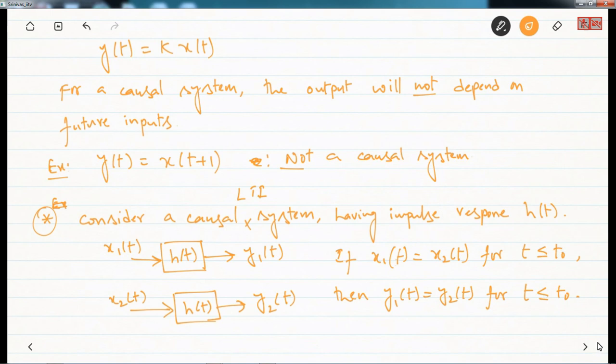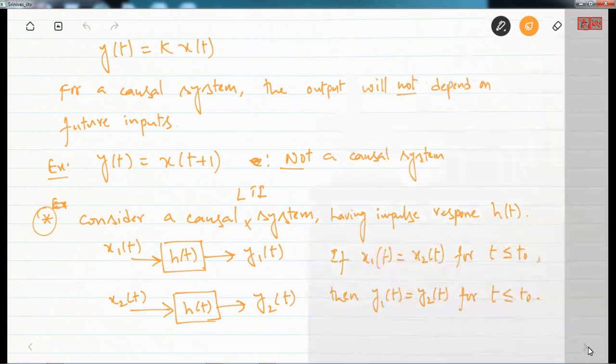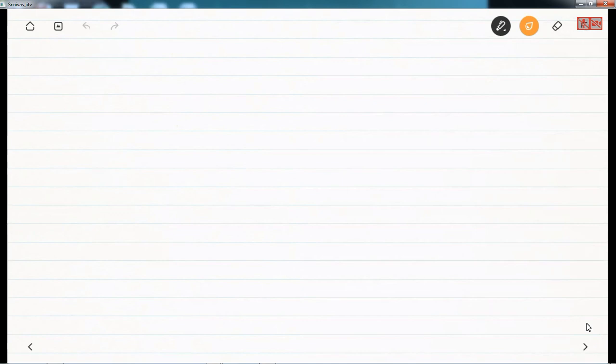And then we will do two more examples on this, and then we can stop for today. So these examples are okay. Let's consider y of t is equal to x of minus t.